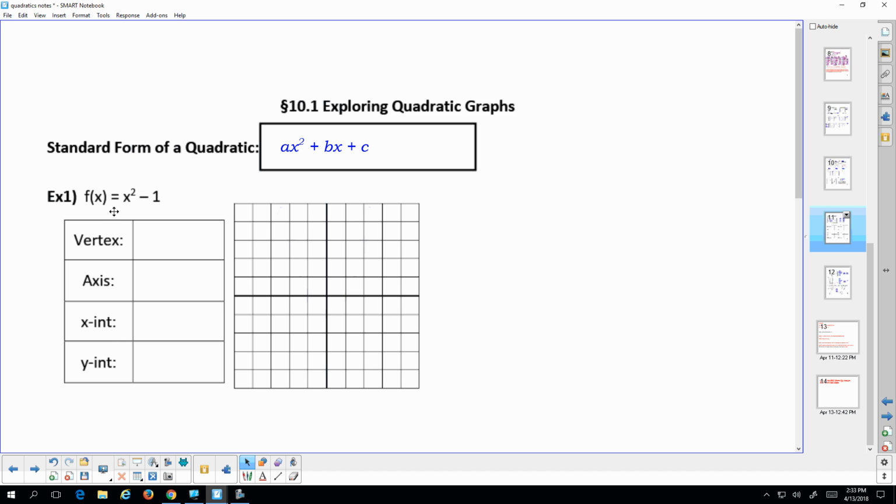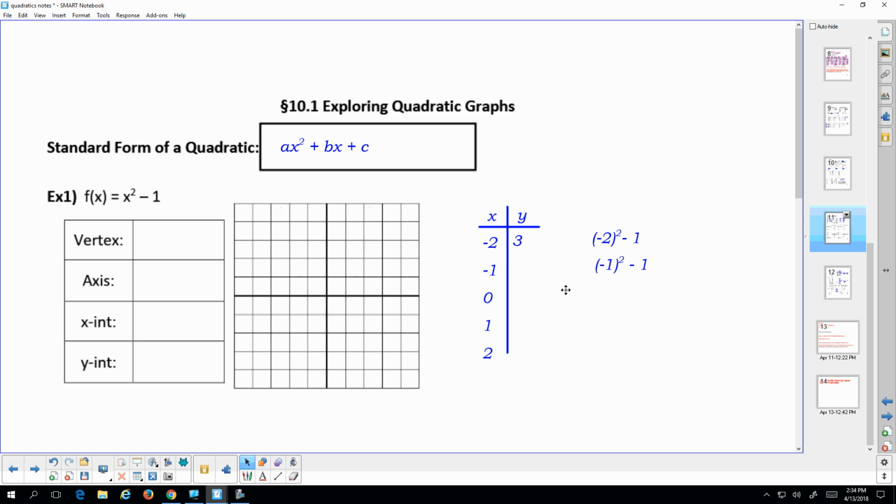So we have f of x equals x squared minus 1. We have to do a table of values for this. Now I'm going to pick some x values to plug in so I can find y. So I'm going to start with -2. If I do -2 squared minus 1, what's that going to give me? That's going to give me 3.